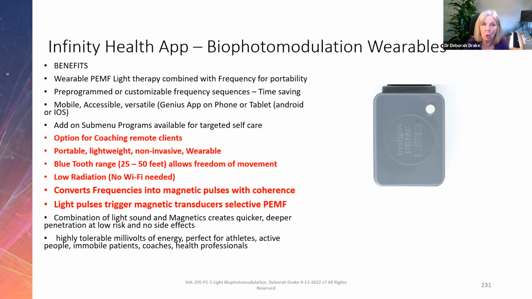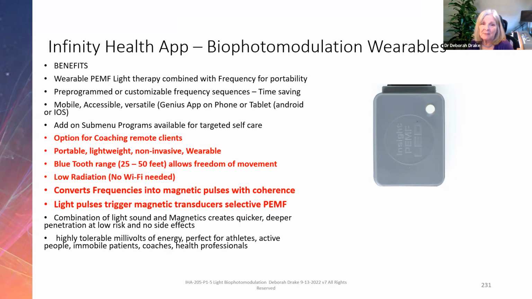So depending on the coach, you can use the combination of light and magnetics to get quicker, deeper penetration at lower risk and lower side effects for very high tolerability, highly tolerable millivolts of energies. We don't have to go to 1,000 milligauss. We can go to 47, 67, bones heal at 70 millivolts or microtesla. You don't have to go in massive doses. And this thing pumps out 100 microtesla approximately. I'm going to have to check it in the lab when it comes out.